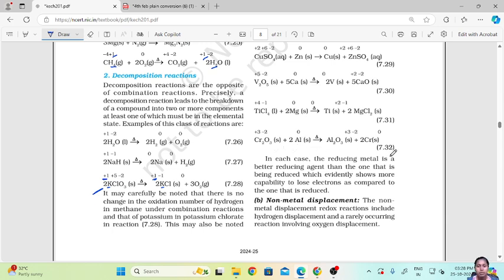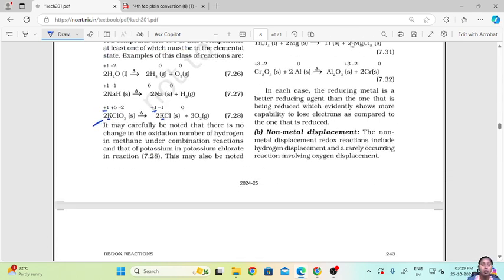In each case the reducing metal is a better reducing agent than the one that is being reduced, which evidently shows more capability to lose electrons as compared to the one that is reduced. So here, which metal is reducing? Zinc is reducing, and copper is reduced. The metal which is reducing is a better reducing agent than the one which is being reduced, showing more capability to lose electrons.